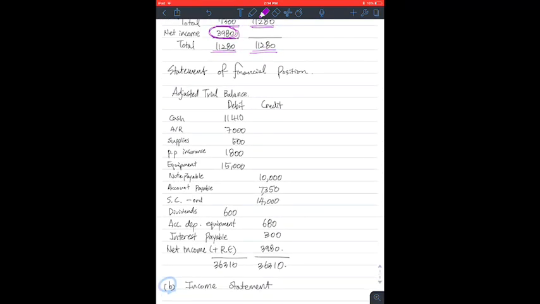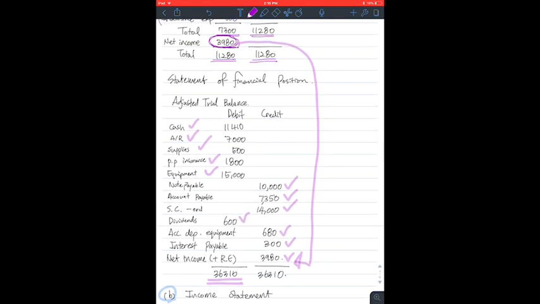So if you just accumulate all the asset financial statement accounts in your adjusted trial balance, then we will get this number, 36,310. We have cash, accounts receivable, supplies, prepaid insurance, equipment, and note payable is a liability, so it should be on the credit side. Accounts payable also on the credit side, share capital ordinary on the credit side, dividends on the debit side because it's dividends paid out, and accumulated depreciation equipment is 680, interest payable 300, and then we have to add net income, which will be your retained earnings, which is 3,980 that we have calculated from your income statement.